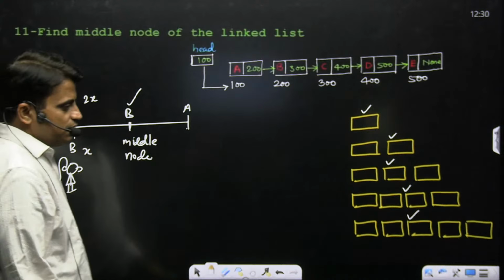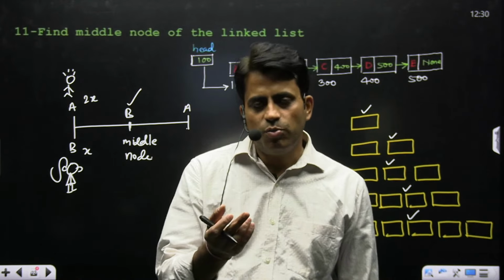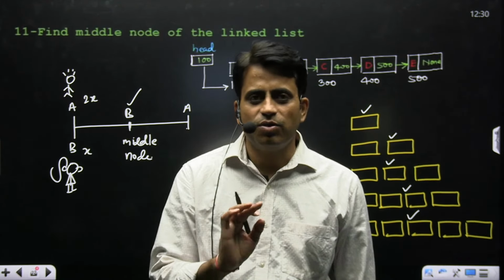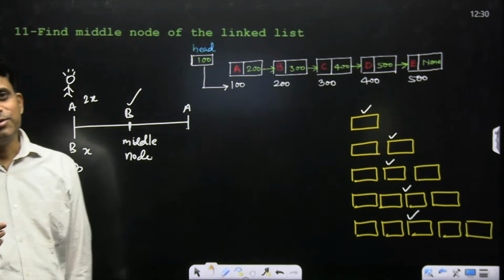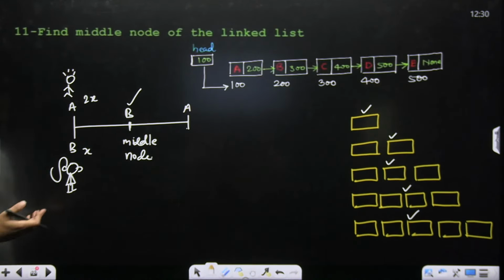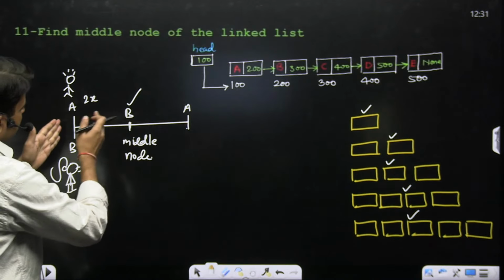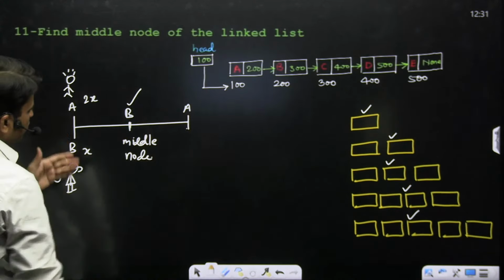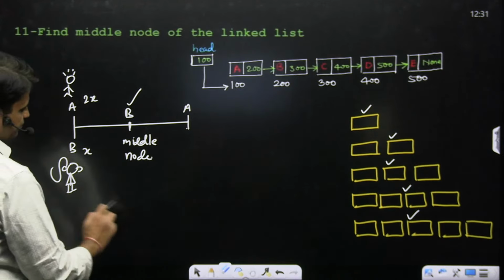Okay, so you know the concept of slow pointer and fast pointer. Take two pointers, one is the slow pointer, another is the fast pointer. In this approach, the fast pointer moves ahead at double speed and the slow pointer moves ahead at single speed. When fast is at the last, where will slow be? At the middle node. Return its address. Understood?